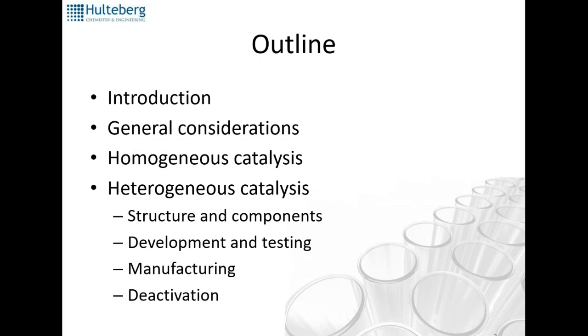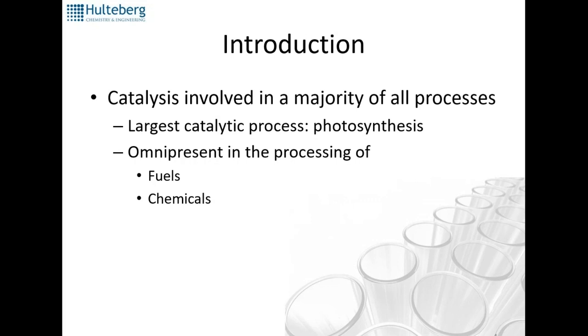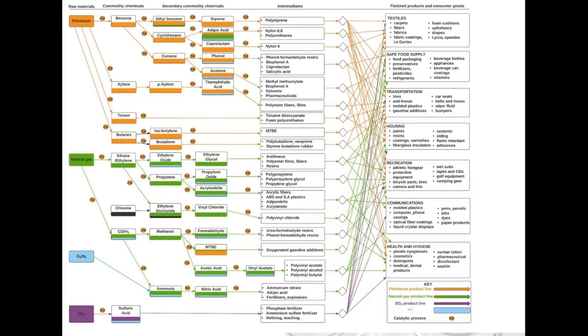So to start, catalysis is really involved in a lot of different processes. The largest catalytic process is the photosynthesis, but it's also omnipresent in any processing of fuels and chemicals. So transforming raw materials into consumer goods as well as bulk chemicals, we use catalysts. And that's very obvious on this next slide here.